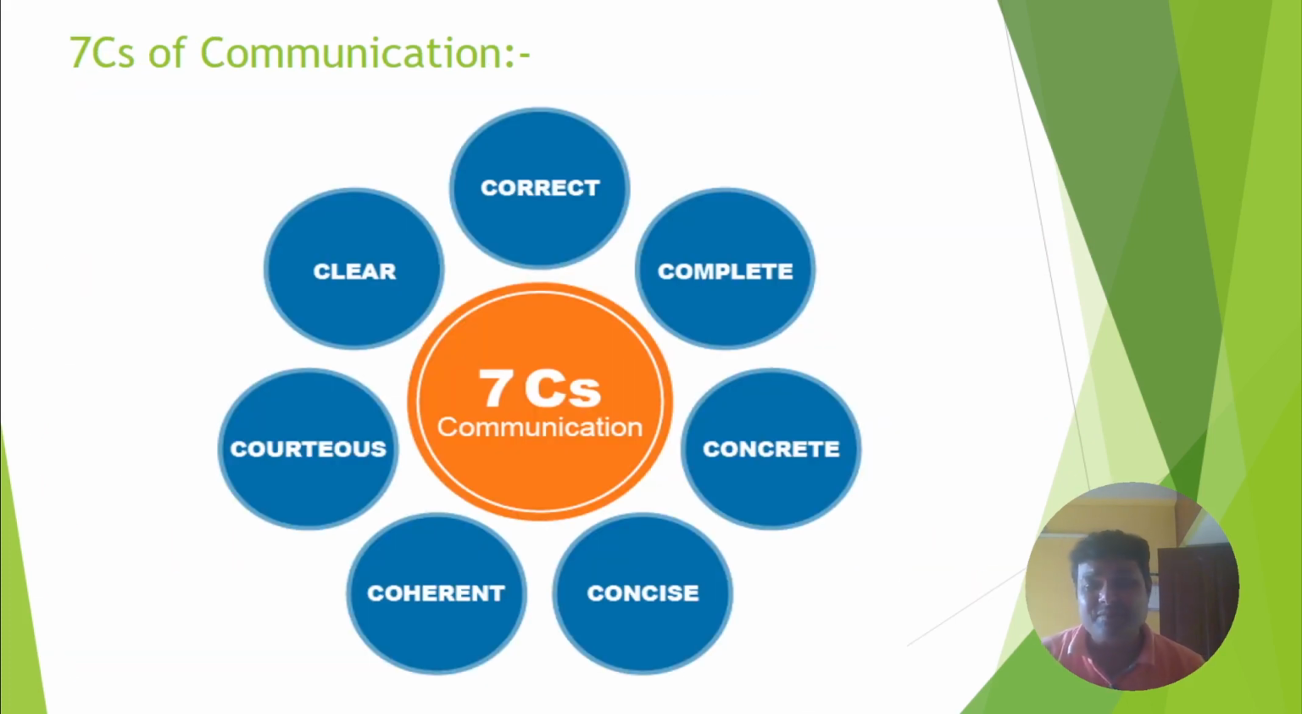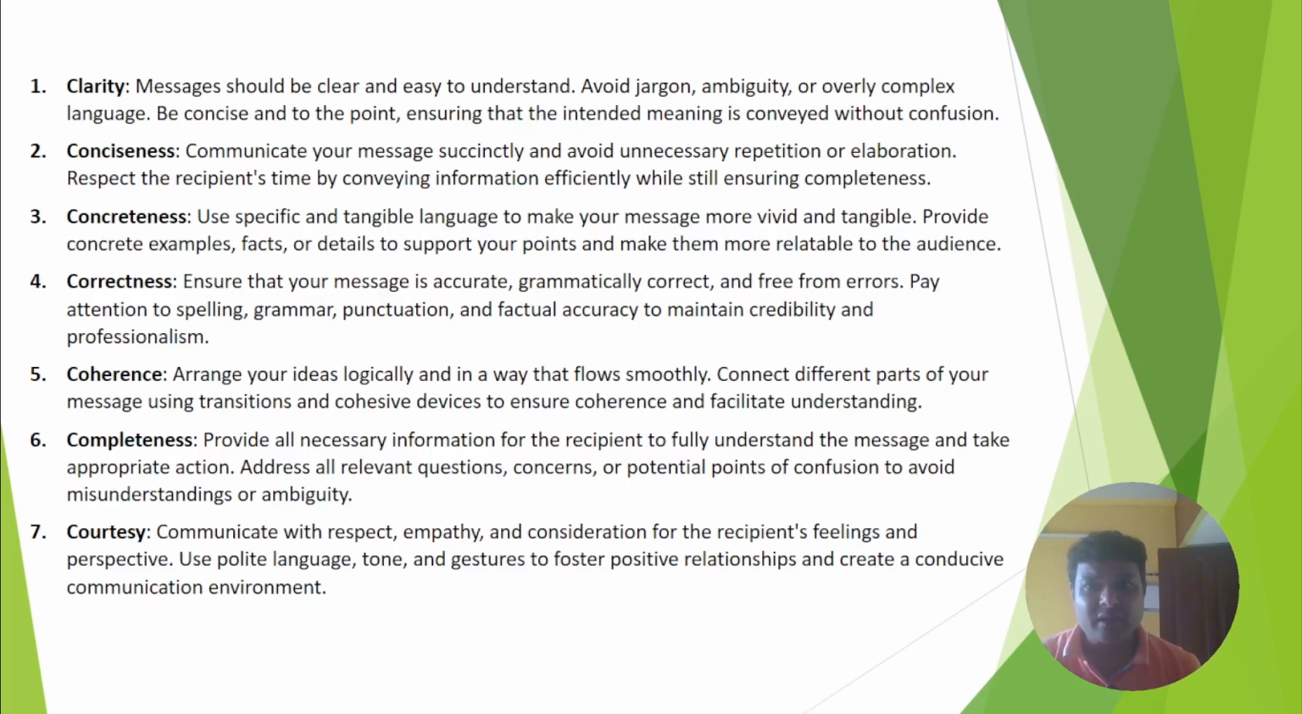And the next slide is the 7 Cs of communication. What are the 7 Cs of communication? You can see the pictorial scenery: clear, correct, complete, concrete, concise, coherent, courteous. These are all the 7 Cs of communication. This slide describes the 7 Cs.